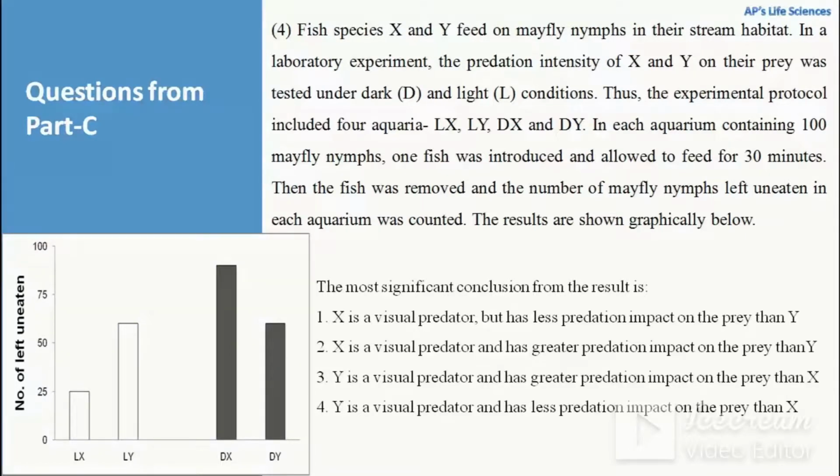The second option is that X is a visual predator, which is correct because in dark conditions it is unable to eat mayflies, while in light conditions there is enough light for predation. So X is a visual predator and has greater predation impact on the prey than Y. This is the correct option. And Y is not a visual predator because in both light and dark conditions there is a constant number of mayflies left uneaten. So option 2 is correct here.